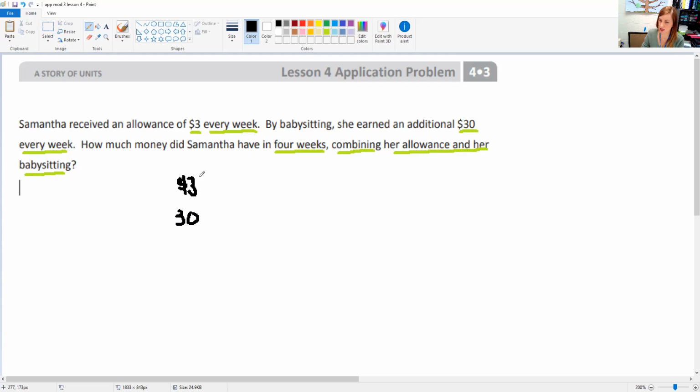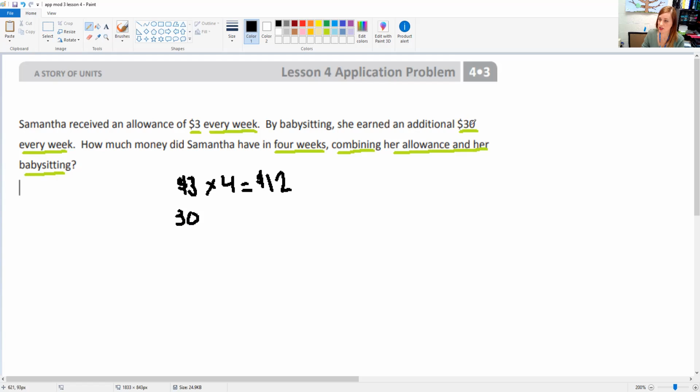So this is just 1. Okay, we could multiply by 4, or we could add 3 four times. So 3 times 4 is 12. Okay, so we know she can earn $12 in 4 weeks. That would be her allowance.